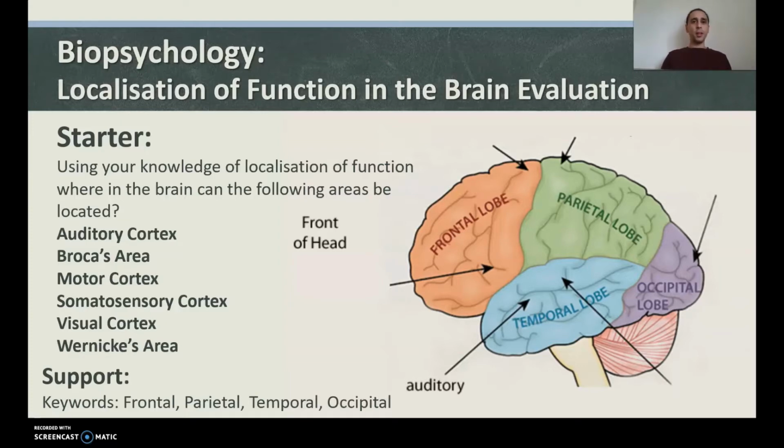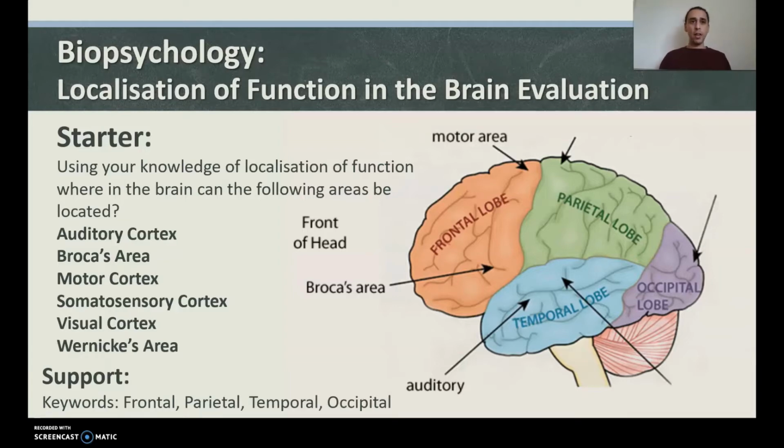The auditory cortex is found in the temporal lobe. Yes. Next one, Broca's area. Which lobe is that found in? The frontal lobe. Very good, well done. Motor cortex is also found in the frontal lobe towards the back, which borders the parietal lobe.